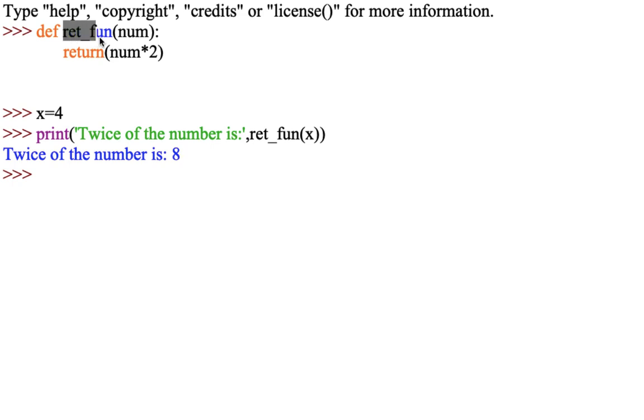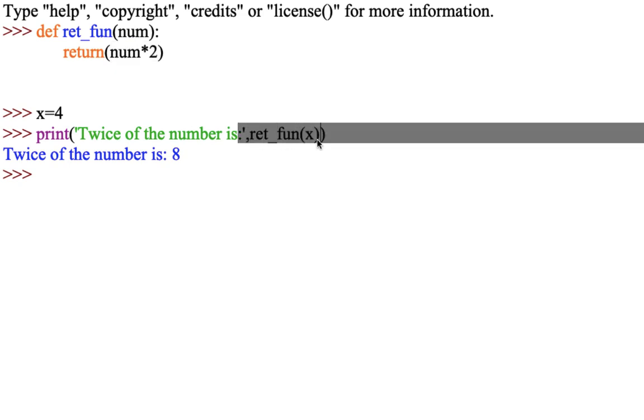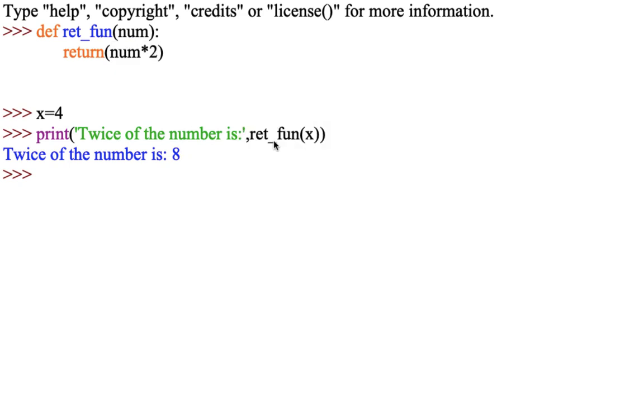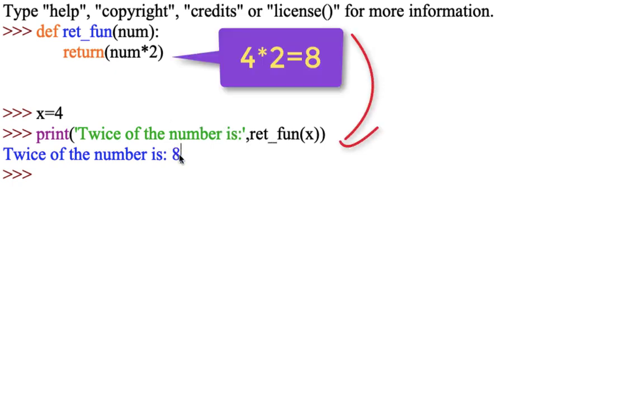Consider the redFun function. Num is a parameter that is passed which is multiplied by 2 as an expression in the return. This is why it's called fruitful. Here we make the function call within the print statement itself. You may also store this result in a variable. Here we get twice of the number 4, which is 8, as seen.